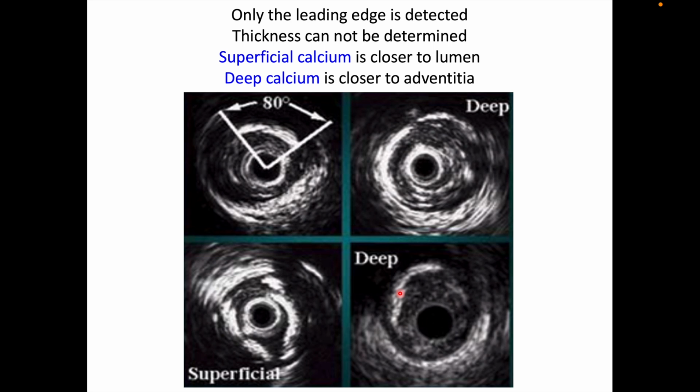This acoustic shadowing can occur even in the absence of calcification. You can have it in the presence of dense fibrous tissue also. Therefore, it's correct to refer to these lesions with shadowing on IVUS as fibrocalcific lesions. And this distinction does not have any major clinical implication.